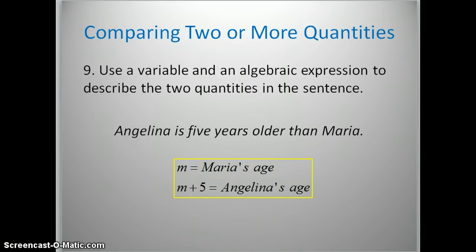And I'm using M here just for Maria. It seems to make sense to sometimes use a variable that has the same initial of what you are representing, so you could easily keep track. So M is Maria's age. And then I can represent Angelina's age by taking Maria's age, M, and then adding 5 to it, because she is 5 years older. So here we have two different expressions, M and M plus 5, and they're used to represent two quantities, but we're using the same variable.